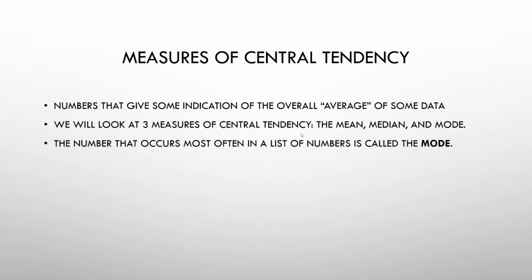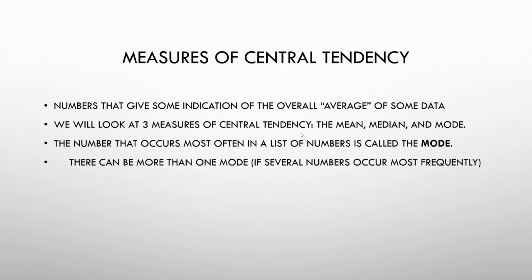So the first one, the easiest one to explain, is the mode. That is the number that occurs the most often. And there can be more than one mode. So for example, if you have two values that each occur 7 times and everything else occurs less than 7 times, then those two values would be the modes. Also, if each number appears equally often, we would say that there's no mode.